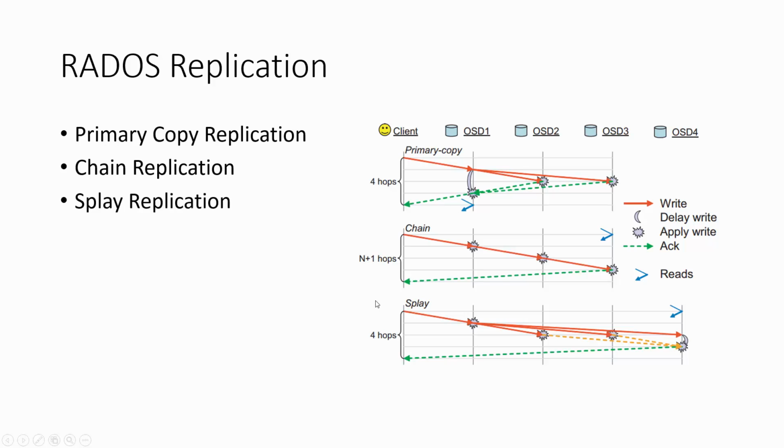Finally, we have splay replication. In splay replication, it's kind of a hybrid between primary copy and chain. Writes still take about 4 hops, but reads can complete in 1 hop. The first OSD to receive a write request applies it and then forwards the request to all the other OSDs to apply immediately, except for the last OSD. The last OSD will also receive the write request, but it will be a delayed write request. The last OSD will complete the write only after hearing from the other replicas and then acknowledge the write to the client. So a write still takes about 4 hops, but a read can be completed in a single hop using the splay replication scheme.